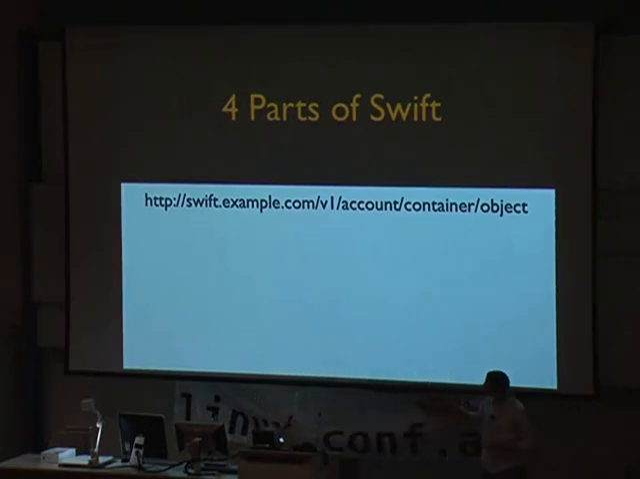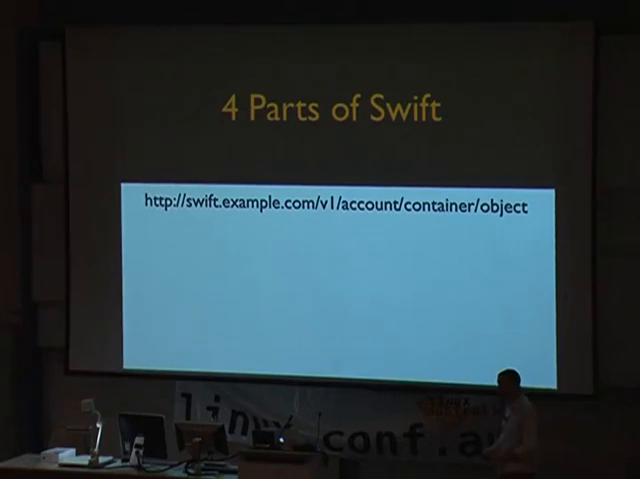Looking here, here's an example of a URL. I mentioned that Swift has a REST API, so every object in Swift is uniquely addressable by a URI. And here's an example of one. The prefix here you've got up to the /v1 is simply just the domain name and saying, hey, we've got v1 of the API. And then you've got 3 parts here. You've got the account, the container, and the object.